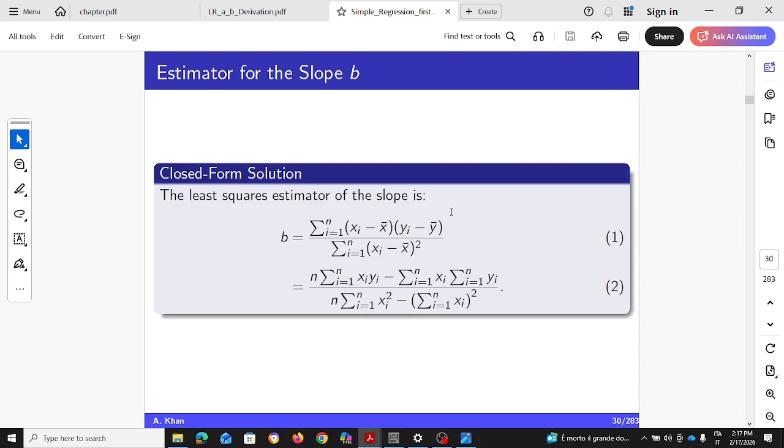So by chain rule, this goes down and we are doing it with respect to minus 1. So this goes equal to, now take the constant out. Minus 2, summation from 1 to n, we have yi minus a minus b xi. Let's call this equation number 3.